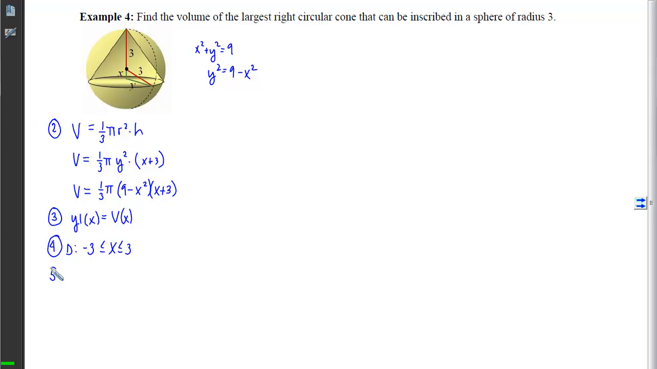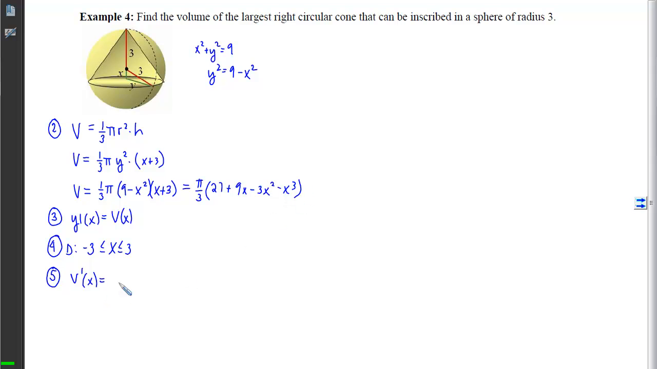Next, our step 5 is we're going to want to graph the derivative of our original V. So that means we need to be able to take the derivative of that function if we want to get points on a free response. We can see here that we have a coefficient of pi over 3 out in front. And then if I distribute, which might make it easier because then I won't have to do the product rule, I can do 27 plus 9x minus 3x squared minus x cubed.